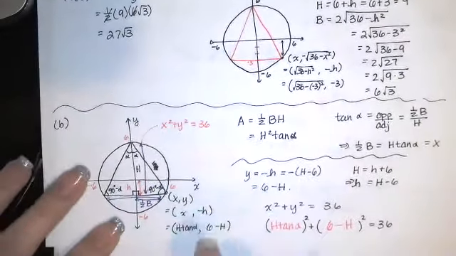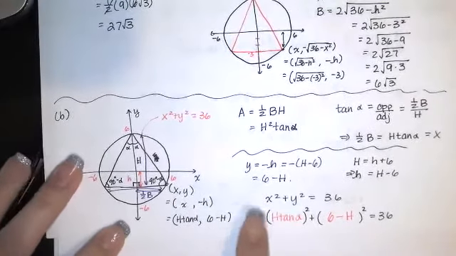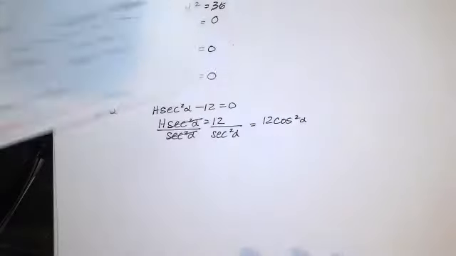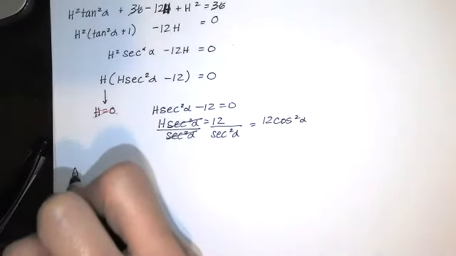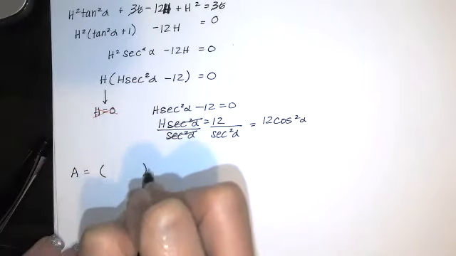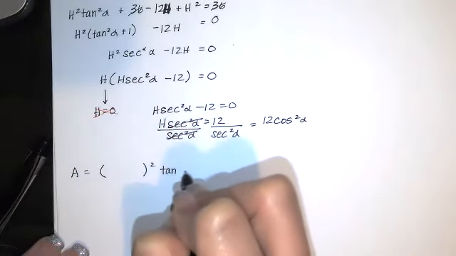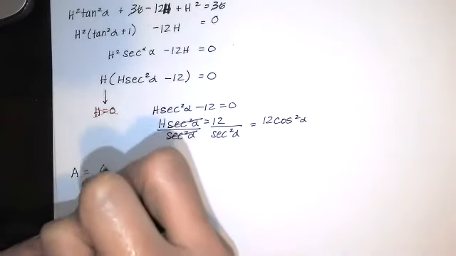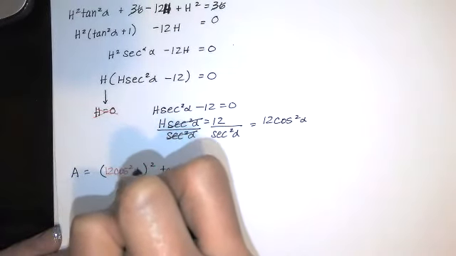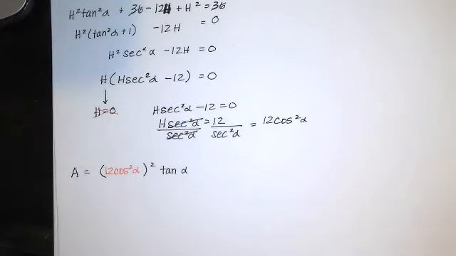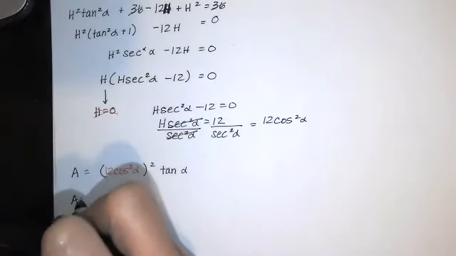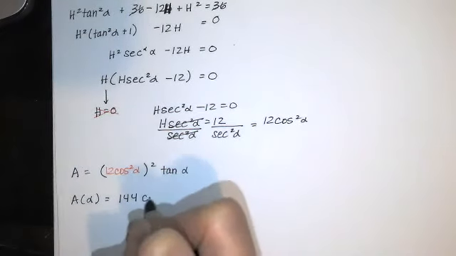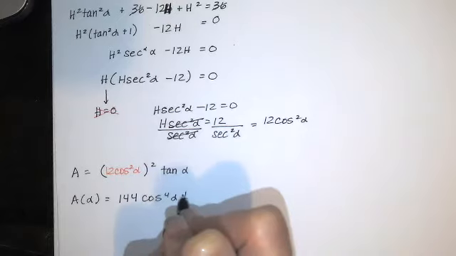And that area as a function of alpha will take into account the fact that xy is a point on this circle. So my area was h squared tangent of alpha, and h turned out to be 12 cosine squared alpha. So now my area is a function of alpha, and I've got 144. Cosine squared squared is cosine to the 4th.